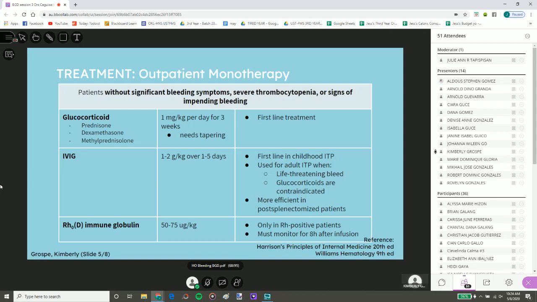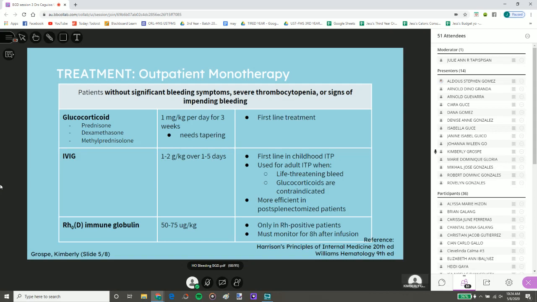Intravenous immunoglobulin, or IVIG, is also used to rapidly increase the platelet count. This can be seen in 75% of patients with chronic ITP. The effect is transient, lasting 3 to 4 weeks, and this is why it is a first-line therapy in childhood ITP, because their thrombocytopenia is usually transient as well. In adults with ITP, IVIG is usually indicated for patients with life-threatening bleeding when a prompt increase in platelet count is needed, or when glucocorticoids are contraindicated. Because its effect is not affected by splenectomy, it is more efficient in post-splenectomized patients than anti-RH.